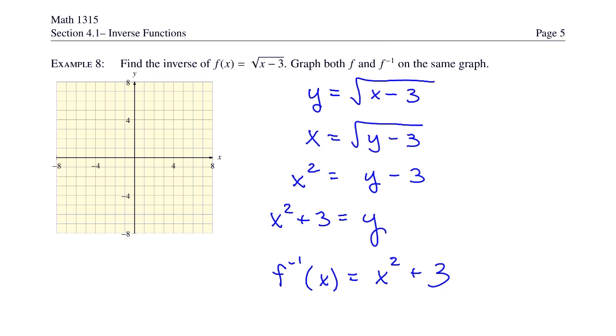Let's graph these on the graph. So first one is y equals the square root of x minus 3. That's the square root graph, shifted 3 units to the right, horizontal shift. Looks something like this. The inverse graph is x squared plus 3. So that would be a vertical shift of plus 3. And the parabola.